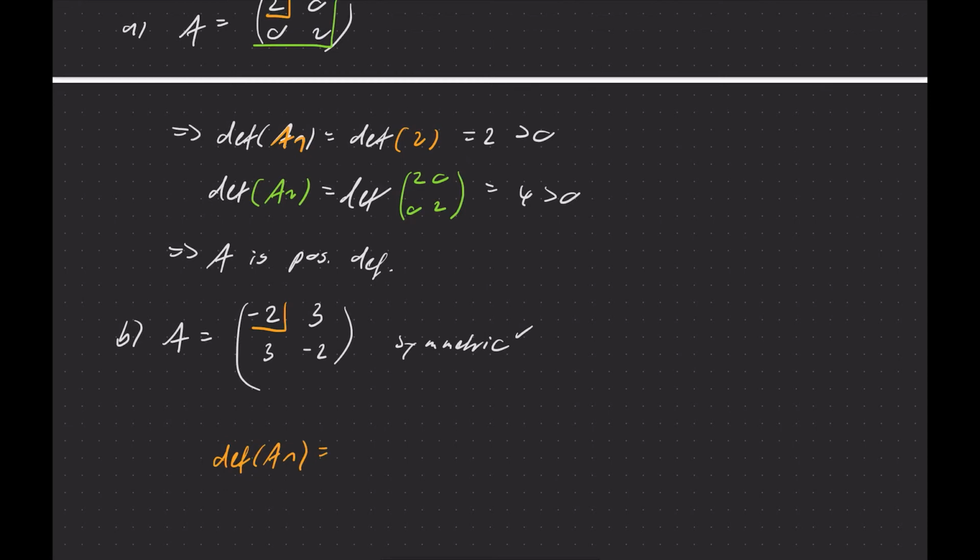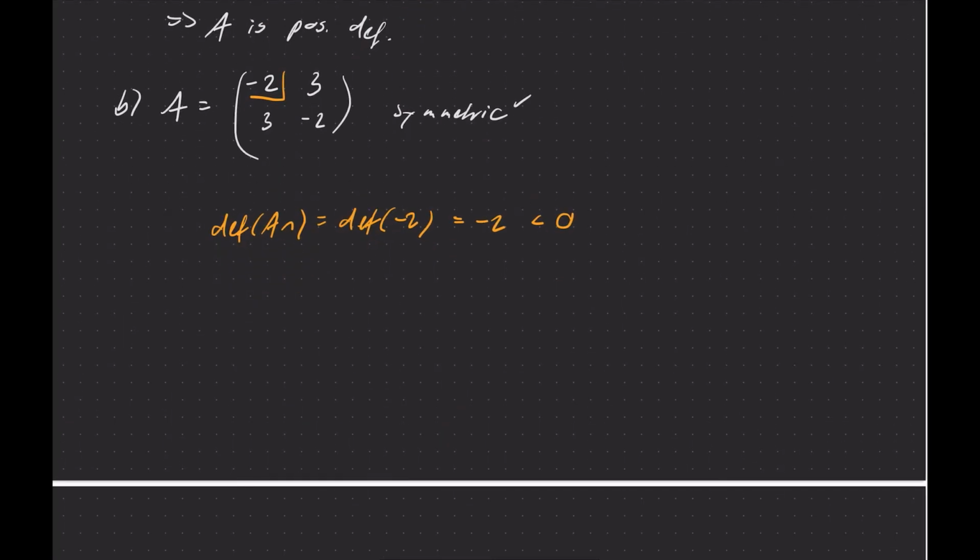So the determinant of A1 is actually the determinant of just -2. That's -2. That's less than 0. So it starts with a negative entry. It cannot be positive definite anymore, but it could still be negative definite. And to check that, we'll have to have a look at the second leading principal minor.